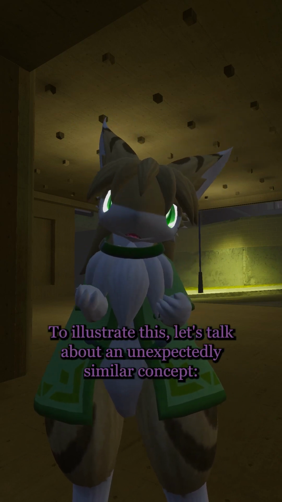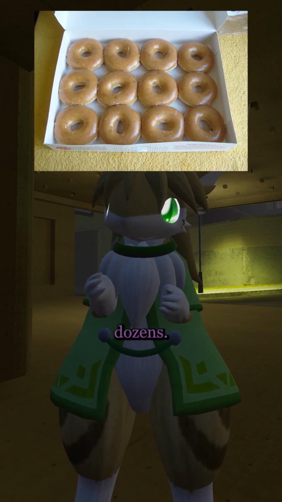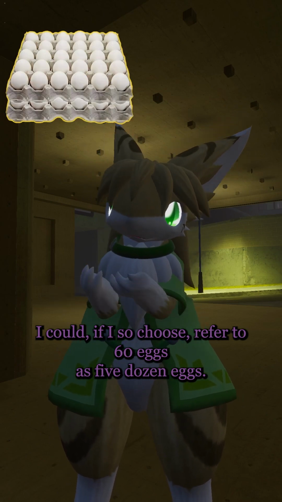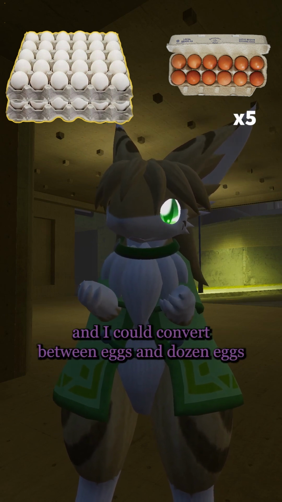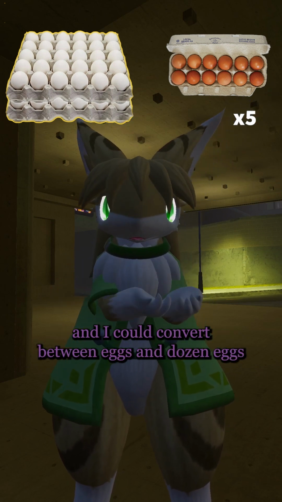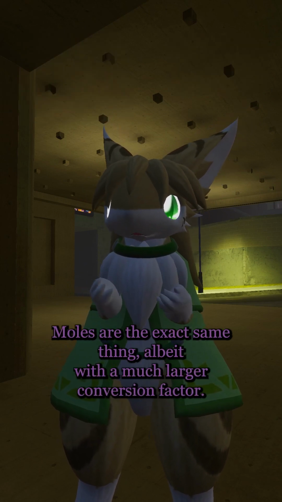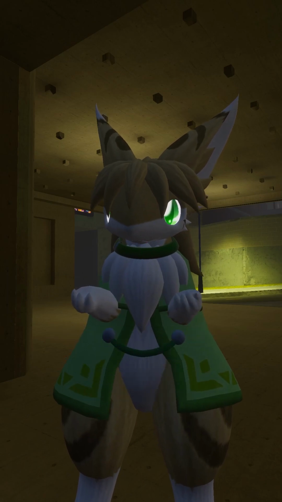To illustrate this, let's talk about an unexpectedly similar concept: dozens. I could, if I so choose, refer to 60 eggs as 5 dozen eggs. The word dozen acts like a unit, and I could convert between eggs and dozen eggs using the conversion factor, which is 12. Moles are the exact same thing, albeit with a much larger conversion factor.